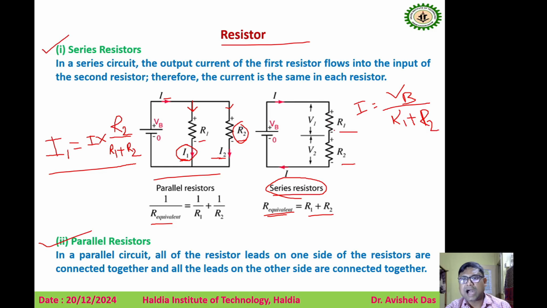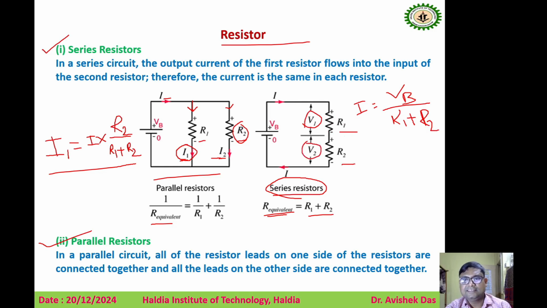Now what is V1? V1 is equal to I into R1. Similarly, what is V2? V2 is equal to I into R2. You can determine the voltage drop across each resistor, R1 and R2, right?